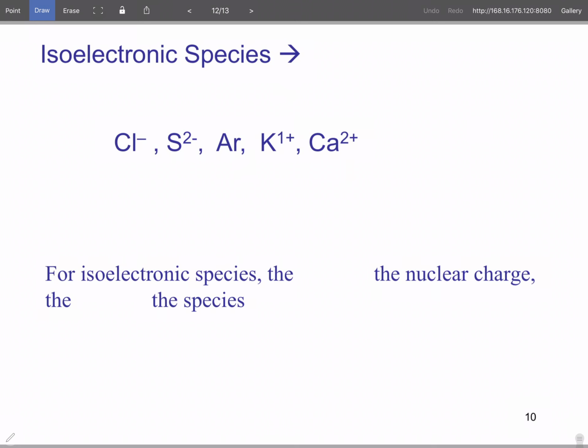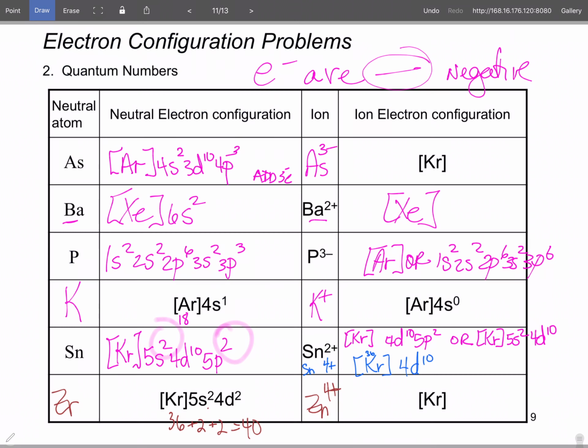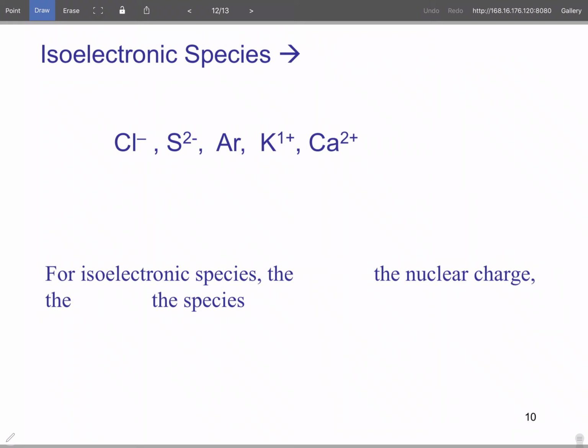So you may be asked to do that. When you're doing the ions, especially if you're just asked what the unknown is, then good idea, count electrons. Okay? Now, isoelectronic species. We discussed isoelectronic species, and we said that they are species with the same electronic configuration.